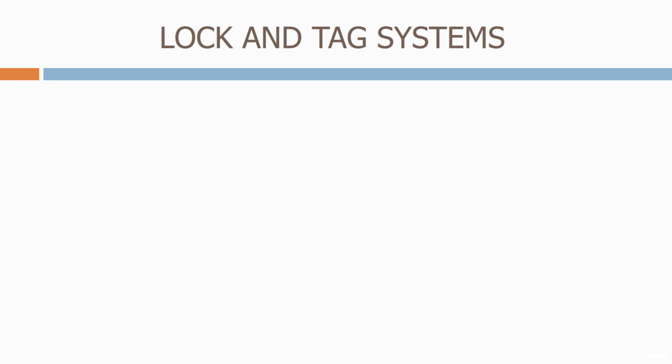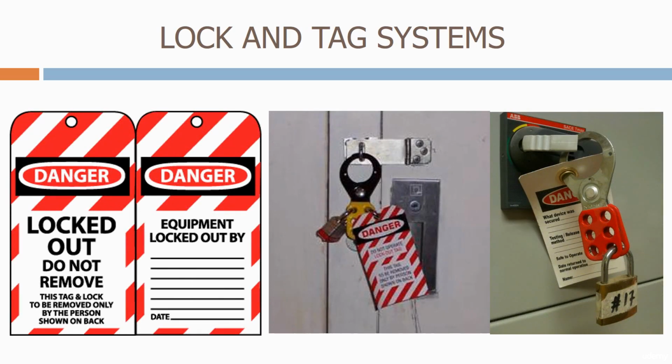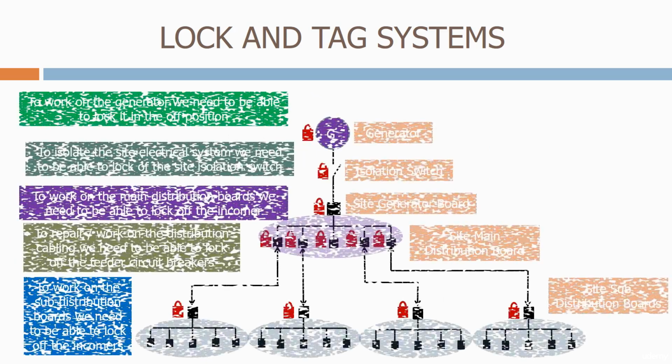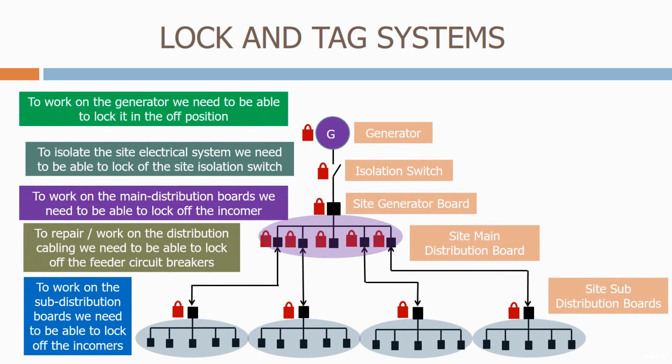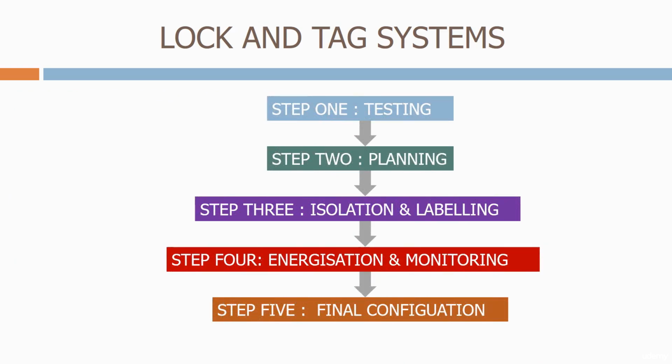In the final section, we look at lock and tag systems. These are critical to the safe operation of the electrical system on site. We start by looking at the lock and tag system itself, including the tag and the padlock. We then go on to see how we use the lock and tag system to lock off enclosures. Next we look at isolation points and how we need them in the electrical distribution system to keep the system safe. And finally, we see how we use lock and tag systems to energise a system for the first time.